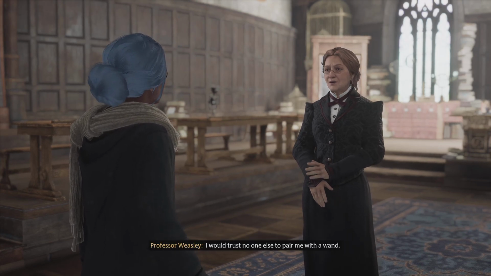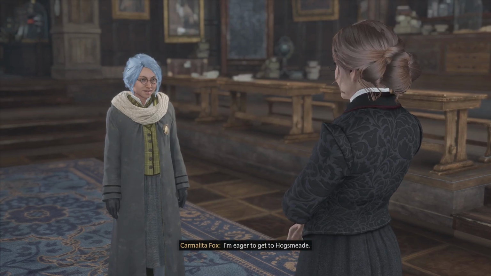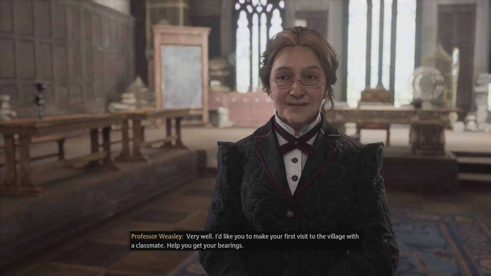So apparently I would trust no one else to pair me with a wand. Yeah, that's the intro to Hogsmeade, but when the game opens up, it's like the game does a really good job. I'd like you to make your first visit to the village with a classmate.